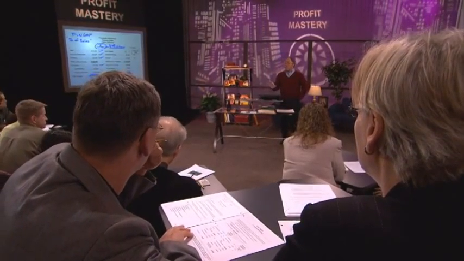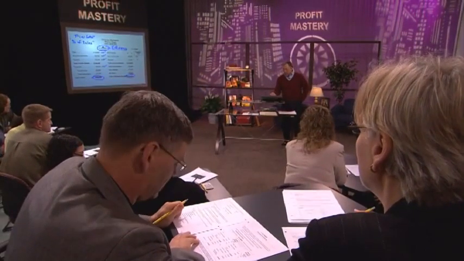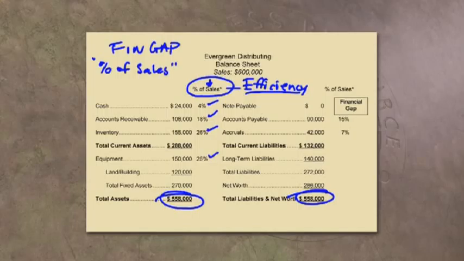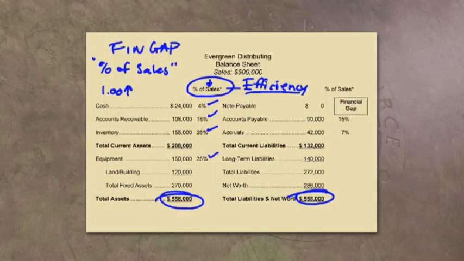All right. Now, here's what I want to do. I want to break this down to $1. What this says is, if cash is 4% of sales, if sales go up $1, how much will I need in additional cash? 4 cents. If sales go up $1, what will I need in additional receivables? 18. Inventory? 26. And equipment? 25. So when sales go up $1 in this company at this level of efficiency, my assets got to go up how much?